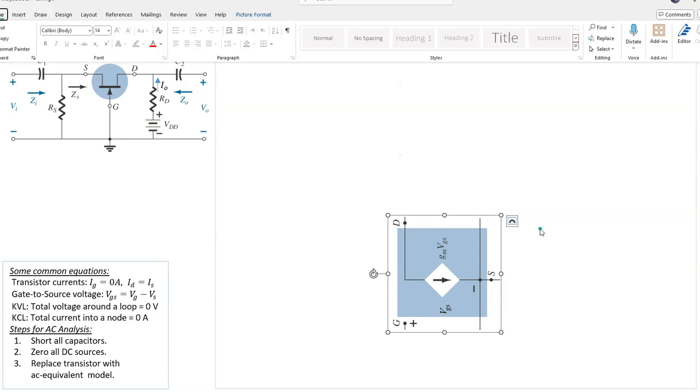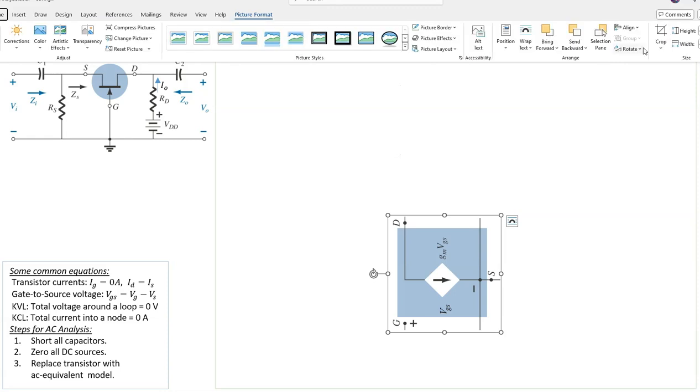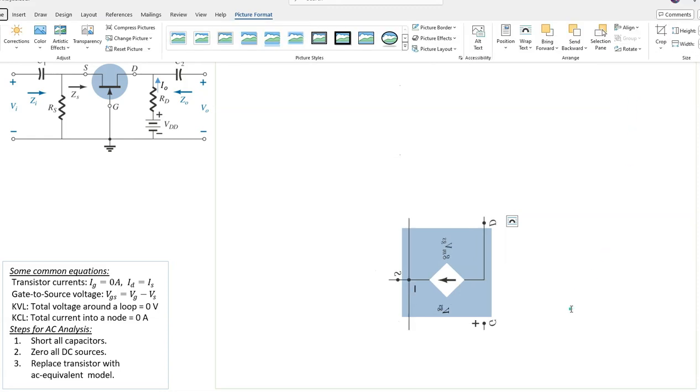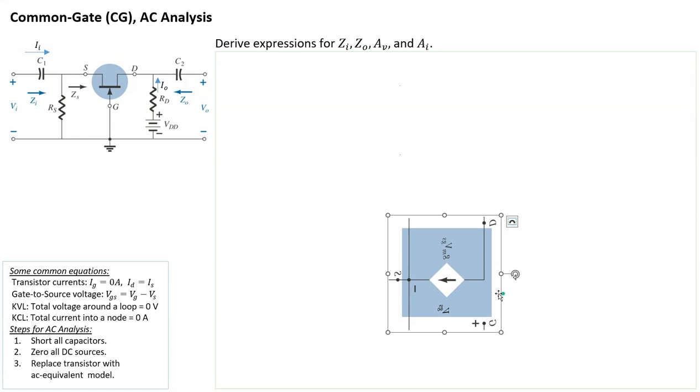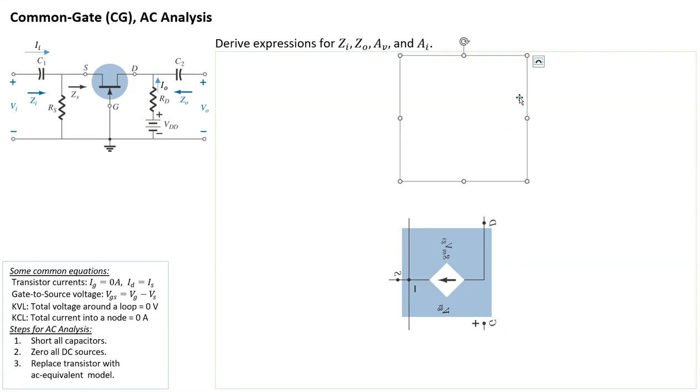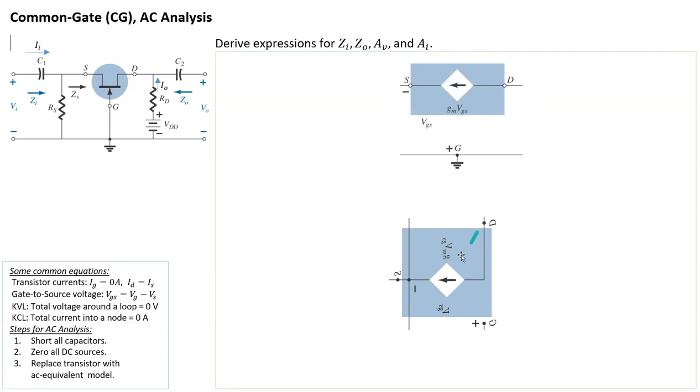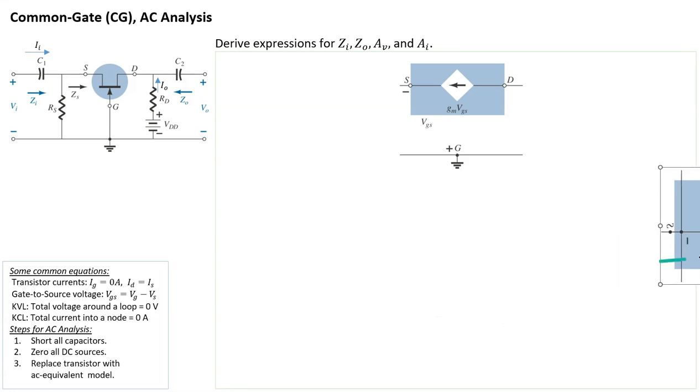All right, so let me just do a quick flip horizontal. It becomes something like this. You have a ground at the bottom, drain on the right, source on the left, and there's a dependent current source GMVGS flowing from right to left. So our transistor will then look something like this. That's the equivalent, just like below.